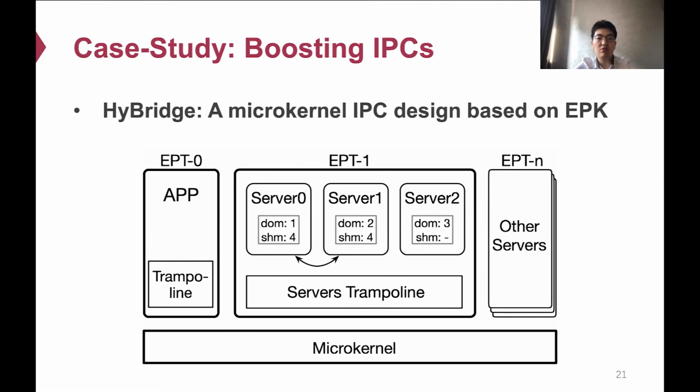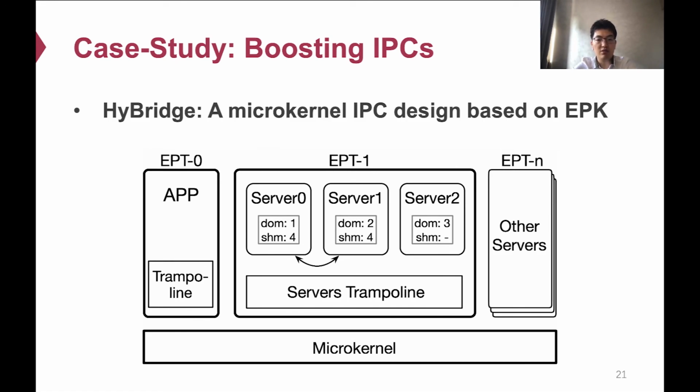Since EPK can construct many more isolated memory domains efficiently and enable fast domain switch at user level, we propose EPK-based hybrid for boosting IPCs for microkernels. System servers run at user level, and each one exclusively takes one private memory domain for holding its own memory, such as code, data, and stack. The system servers cannot access each other's private memory, just like when they are isolated in different processes, while IPCs are based on the efficient domain switches.